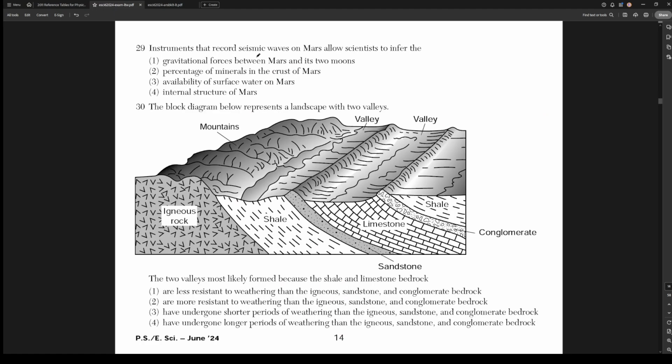Instruments that record seismic waves on Mars allow scientists to infer what? Okay, seismic wave, that's earthquakes. So something to do with earthquakes or something to do with plate tectonics. Earthquakes, seismic waves, helped us infer the interior of the Earth. So this is going to help them do the internal structure of Mars.